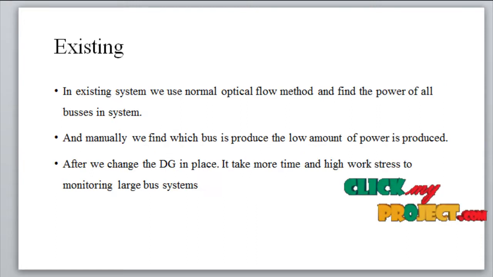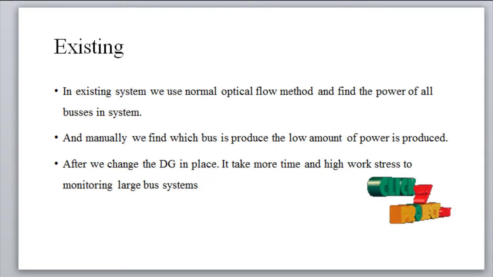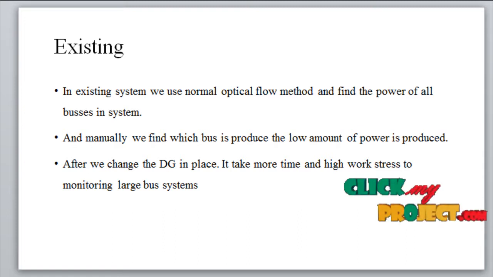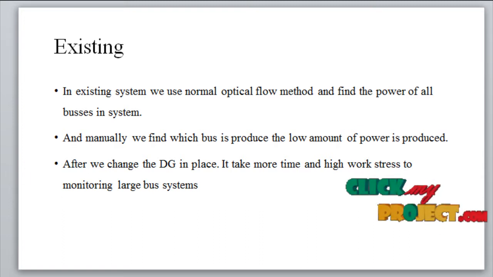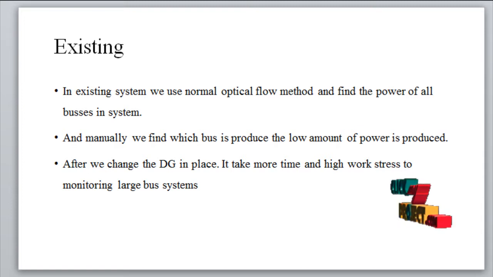This is our concept. In the existing system, the normal optimal power flow method is used to find the power in the bus system, and the bus is found manually where a low amount of power is produced. After we change the DG in place, it takes more time and high work stress monitoring a larger bus system.